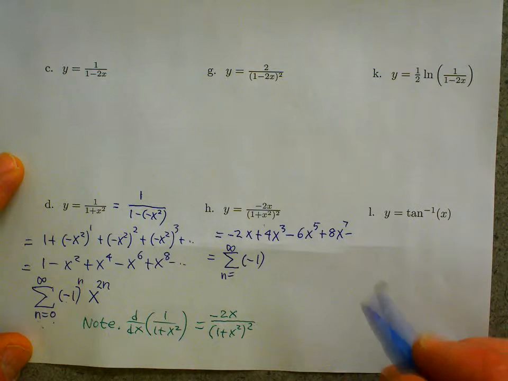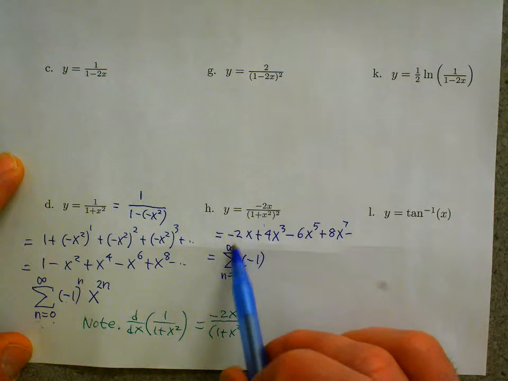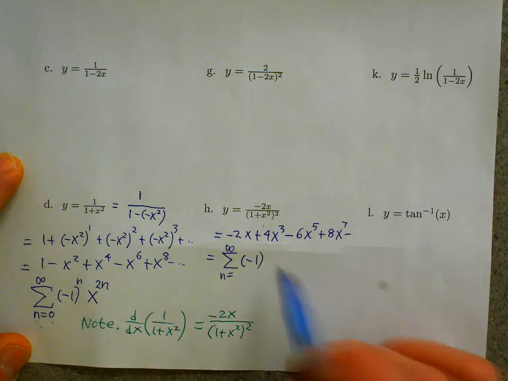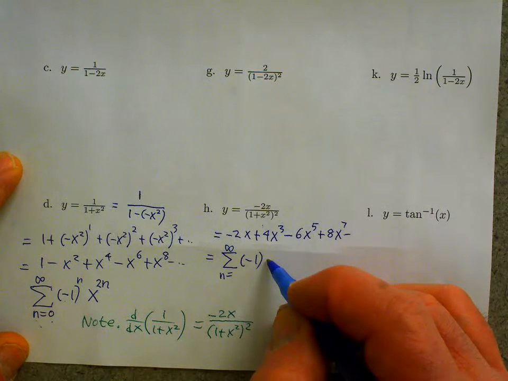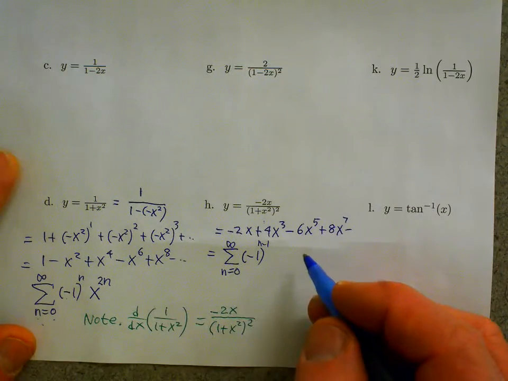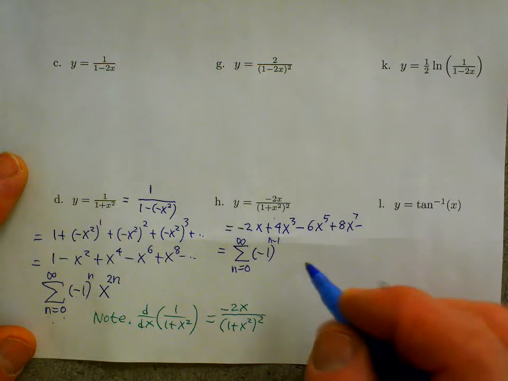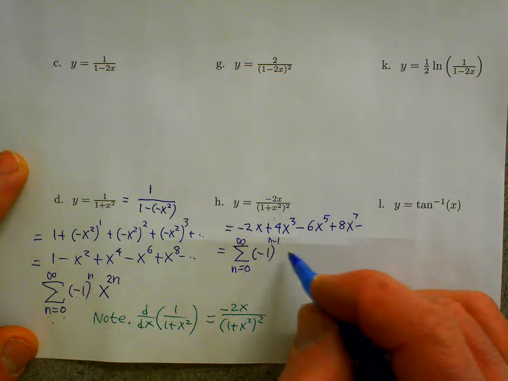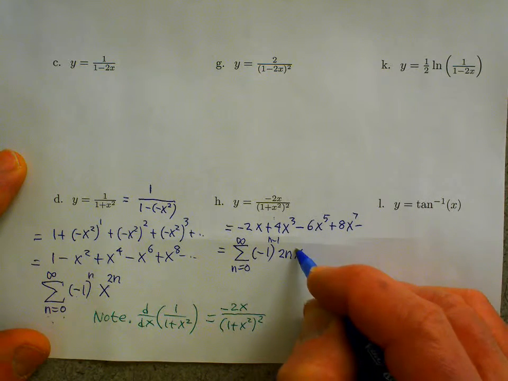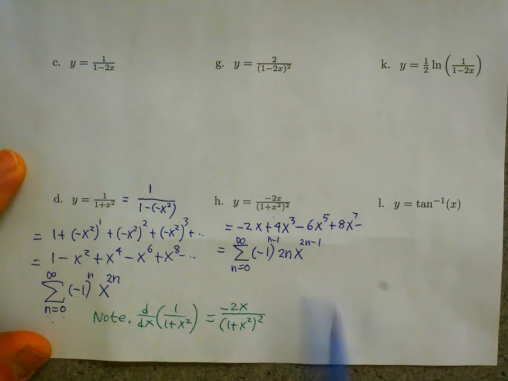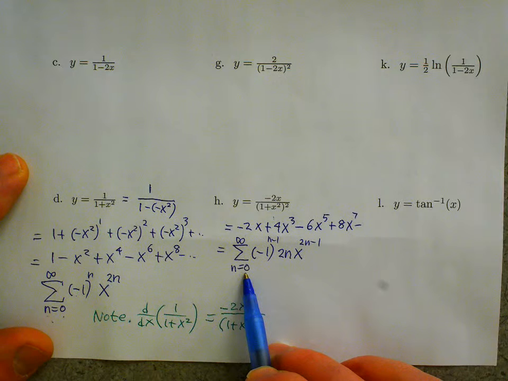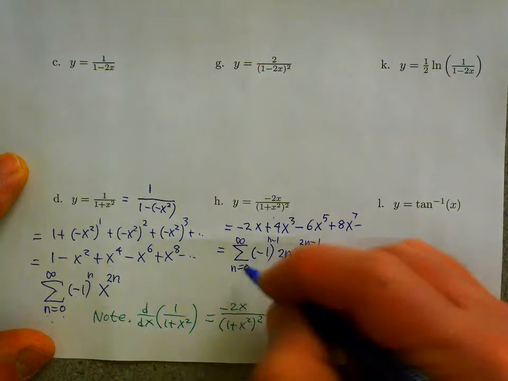And it looks like, start at n equals 0, -1 to the n, n minus 1, and so it's 2n times x to the 2n minus 1. So I want to start with n equals 1, I think. Is it too late plus one? Oh, I know.